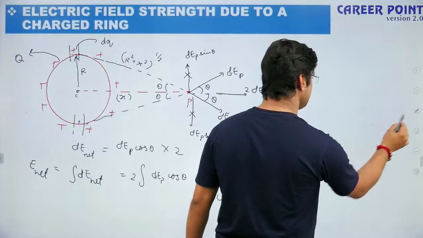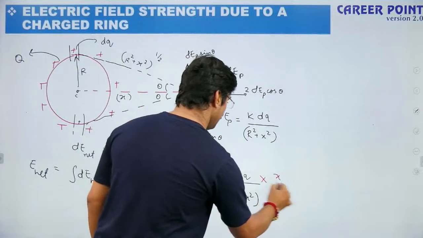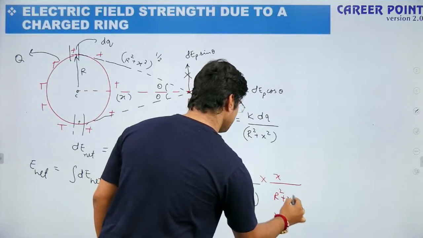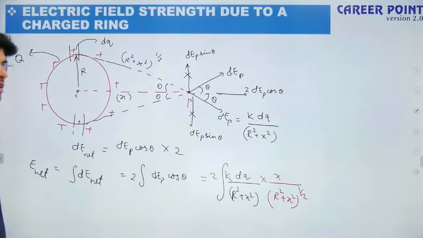So the value of cos theta we will be able to write equals x divided by (r square plus x square) raised to power 1 by 2. So this is the value of cos theta, and we have to integrate it from where to where?